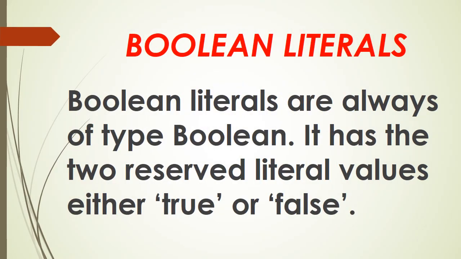Next is Boolean type literal. Boolean type literals have only two fixed values. It has only two reserved literal values that can be true or false. There cannot be any other type of values in the case of Boolean literals. It will always be only of two types, true or false.